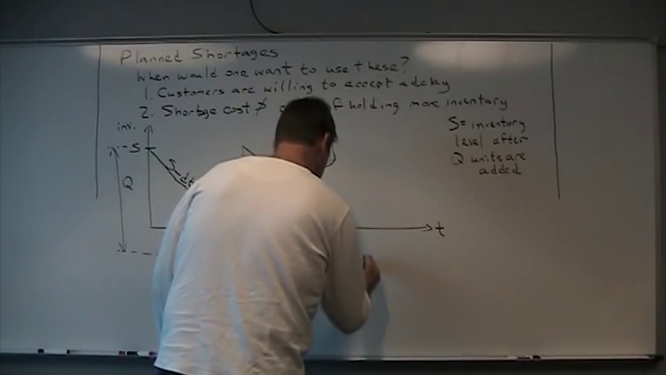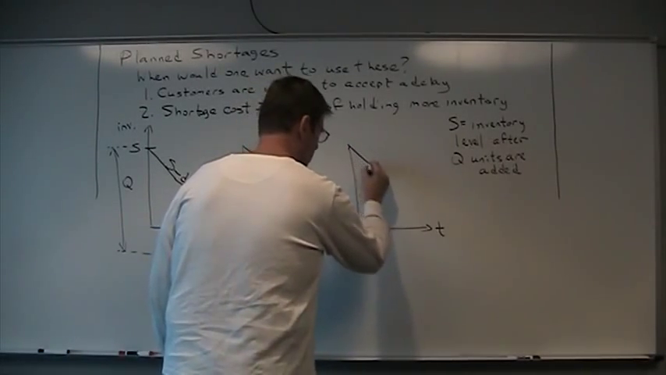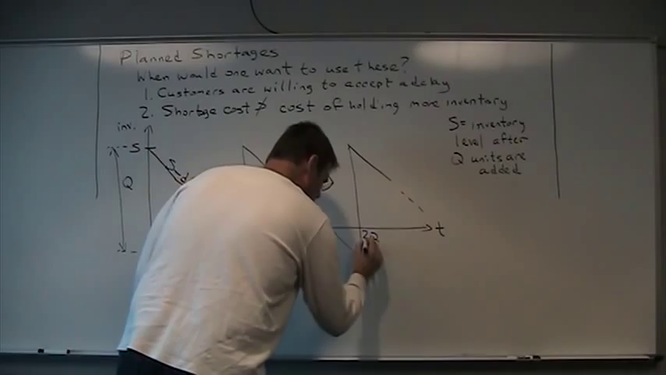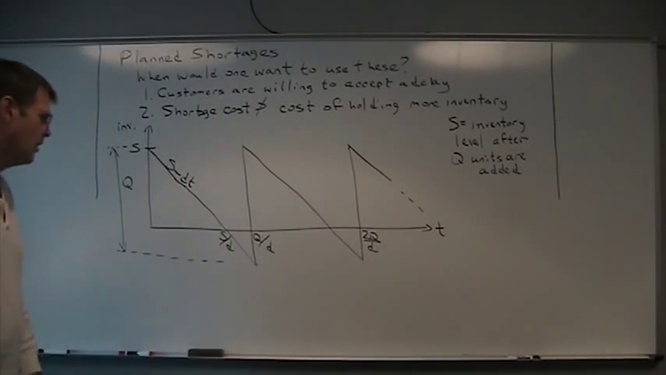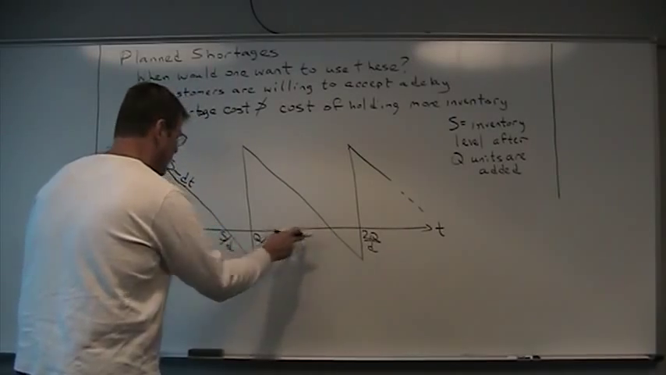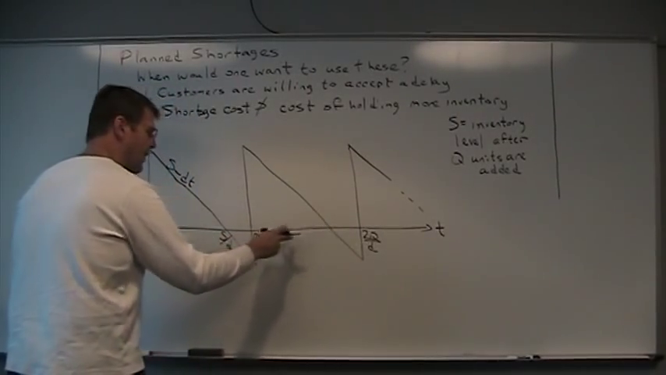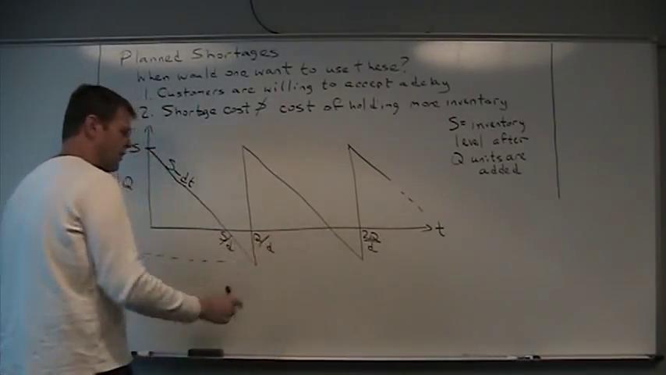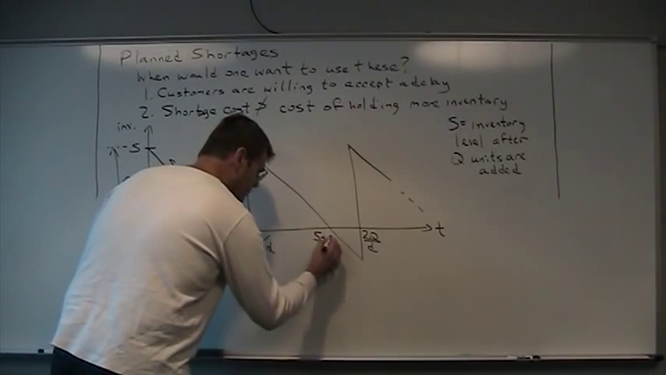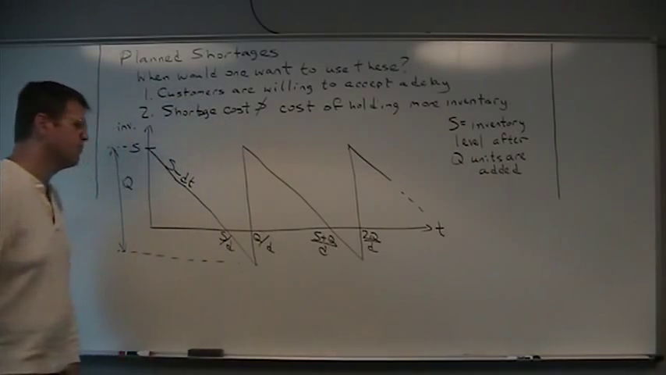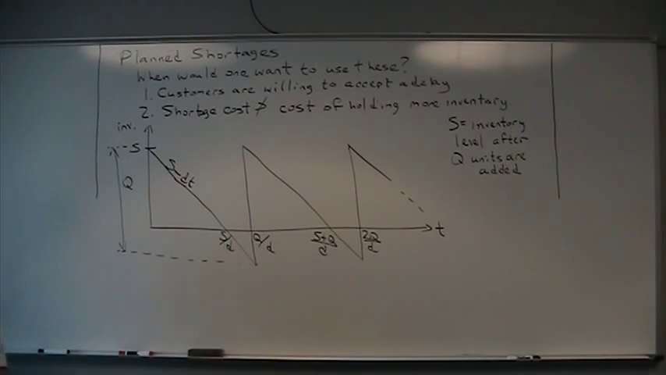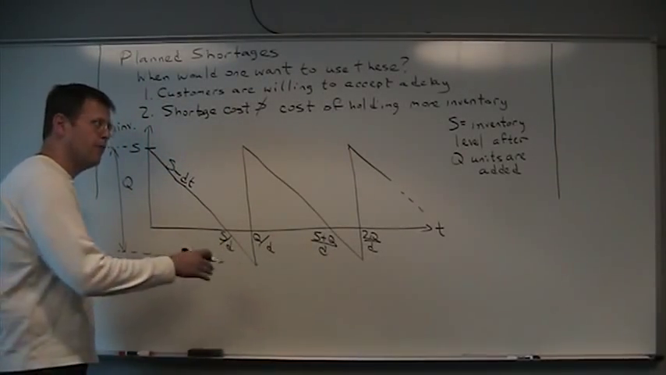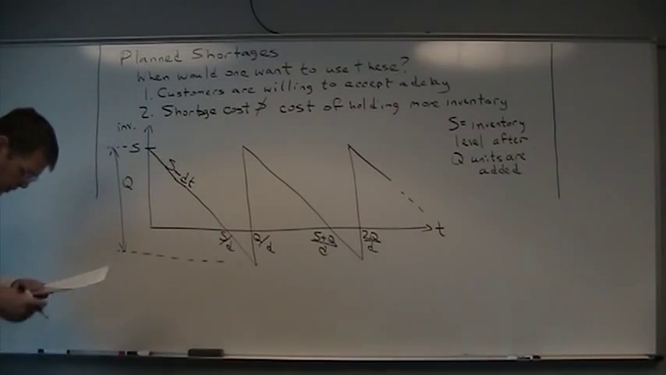This process continues just as it did before. So this is 2Q over D right here. But in this case right here, we have a full cycle. And the cycle from here to here started at S over D. This distance is Q over D. So this is S plus Q over D. And in future cycles, we add a multiple of Q to this to figure out the future points when we run out of inventory.